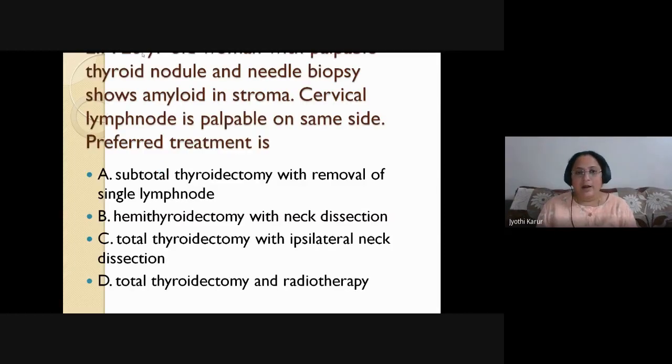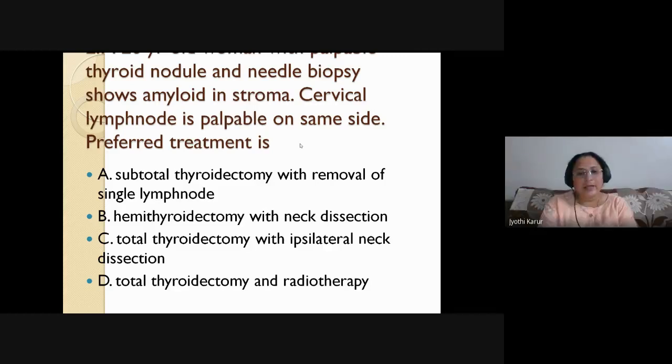Sorry for the typing mistake. A 26-year-old female with a palpable thyroid nodule, and the needle biopsy shows amyloid stroma. The cervical lymph node on the same side is palpable. What is the preferred treatment? First, tell me the diagnosis. A young female, 26-year-old, amyloid stroma. Medullary carcinoma. So, what is the treatment for medullary carcinoma?